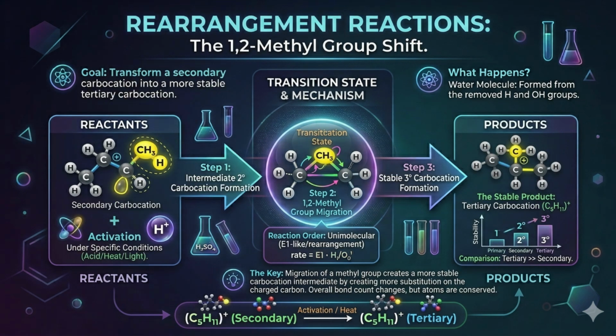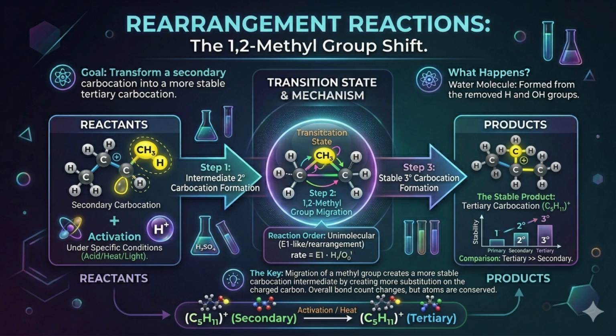Now we're exploring rearrangement reactions, specifically the 1,2-methyl group shift. The goal here is simple but critical: transform a less stable secondary carbocation into a much more stable tertiary carbocation. Step 1: Reactants and formation. Let's look at our reactants.